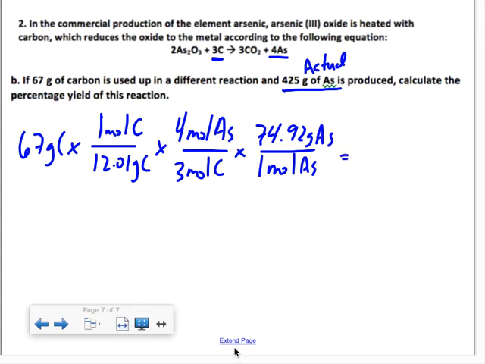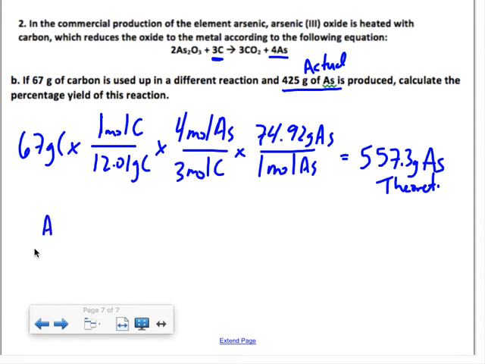All right, punch this in. 67 times 1 divided by 12.01 times 4 divided by 3 times 74.92 divided by 1 equals, big number, 557.3 grams of As. Now this is my theoretical. I should get 557.3 grams, but I only got 425. So what's my percent yield?